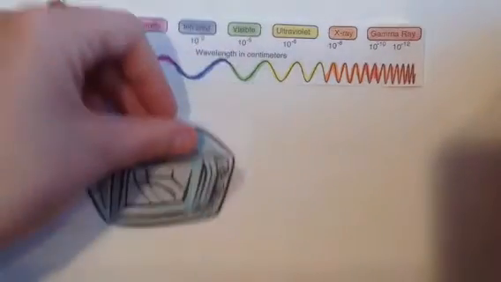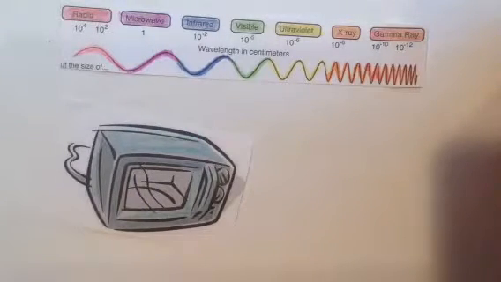Microwave electromagnetic radiation is next on the scale. It has a shorter wavelength than radio waves. Hearing the word microwave, you would immediately think of your microwave oven that heats up your food. But that is not all microwaves can be used for. It is actually also used in radar detection.